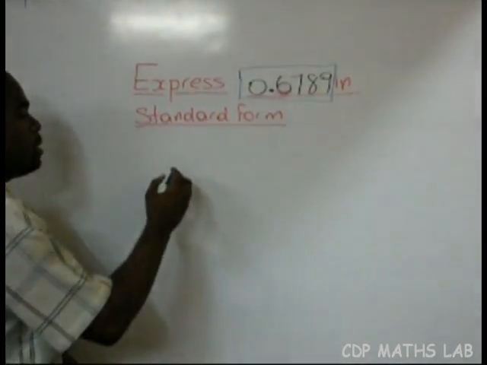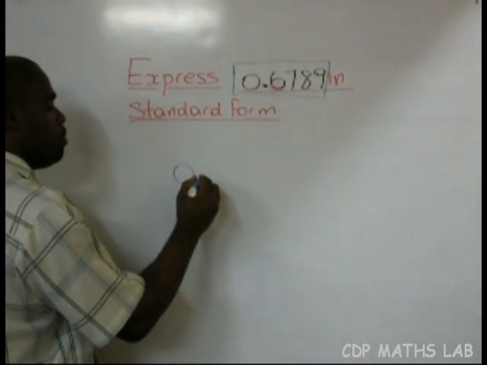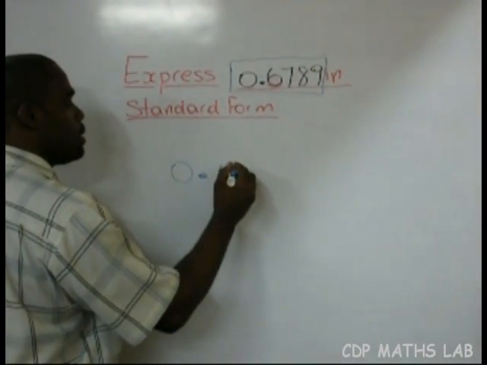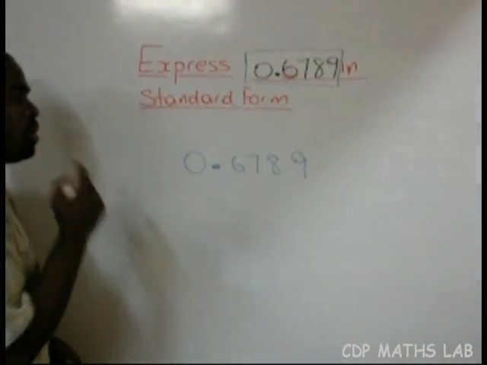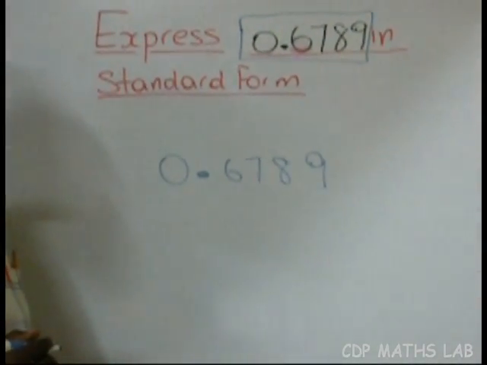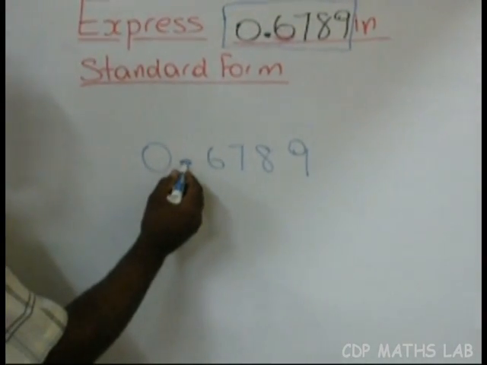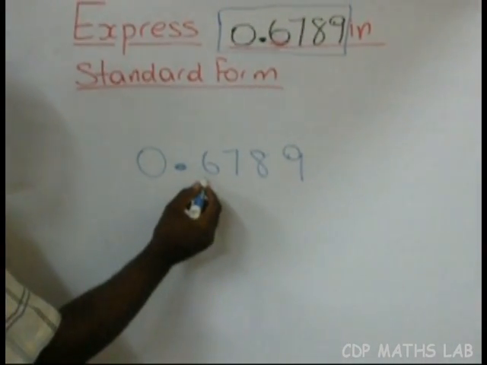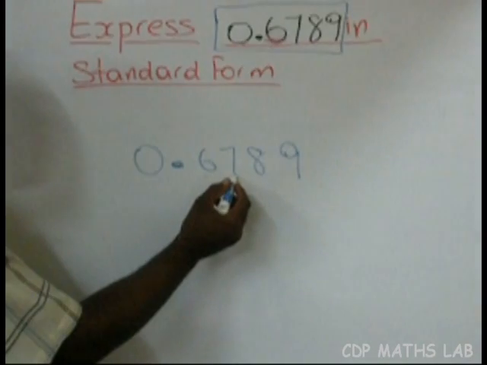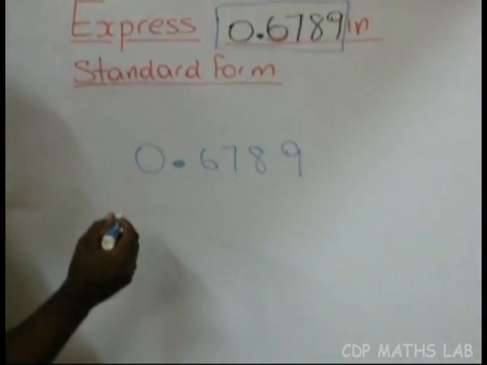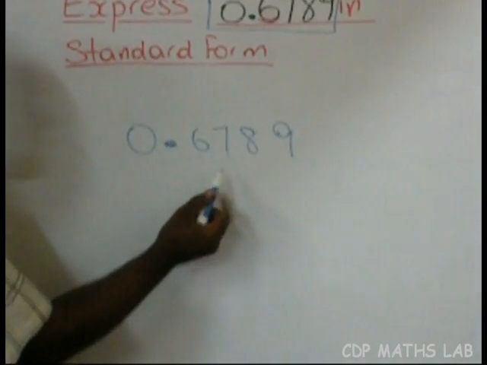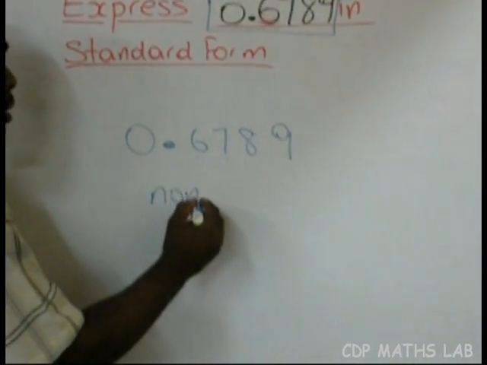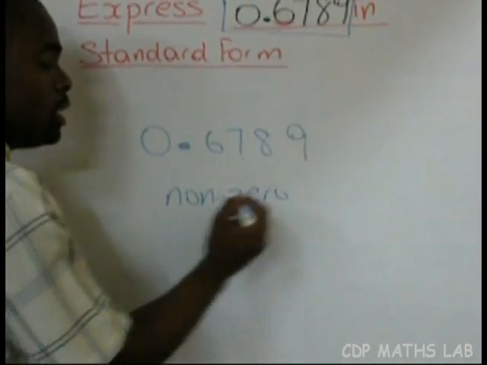Okay, let's take the number now, 0.6789. How are we going to write this number in standard form? First, we're going to move the decimal point between the first two non-zero digits. So 6 and 7 are the first two non-zero digits.